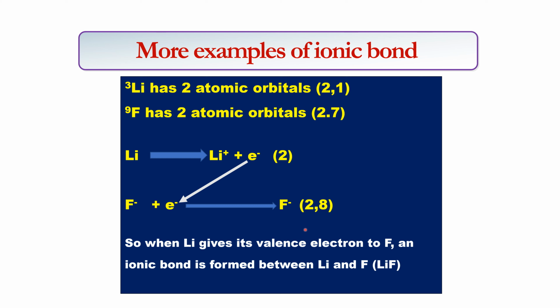So then lithium will have 2 electrons in the first shell because it has lost this one to fluorine, and fluorine will then have 2 electrons in the first orbital and 8 electrons in the second orbital. So in this way, both lithium and fluorine are happy because they have the maximum number of electrons they require for their shells. This is what leads to formation of lithium fluoride. So an ionic bond is formed between lithium and fluorine to give lithium fluoride.